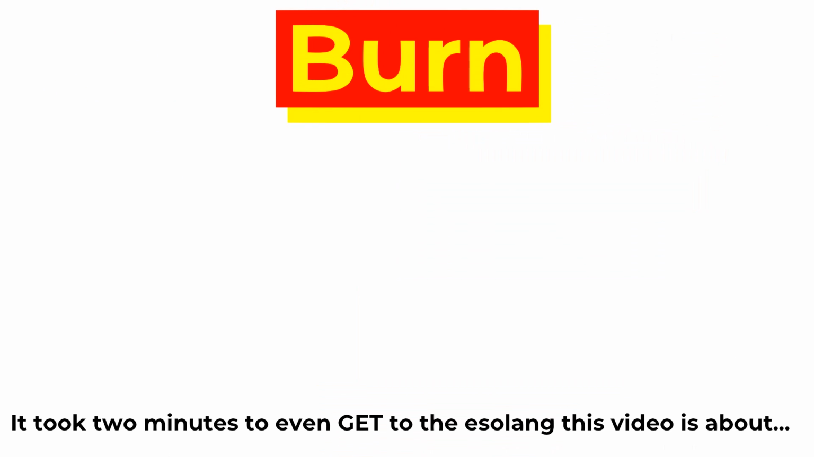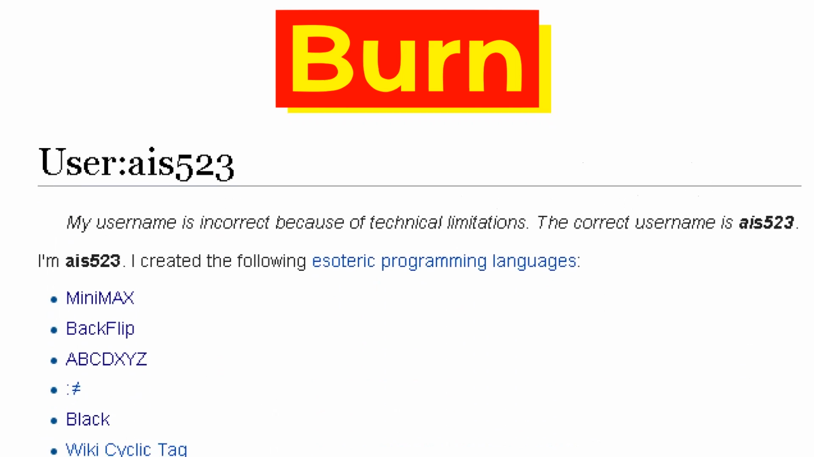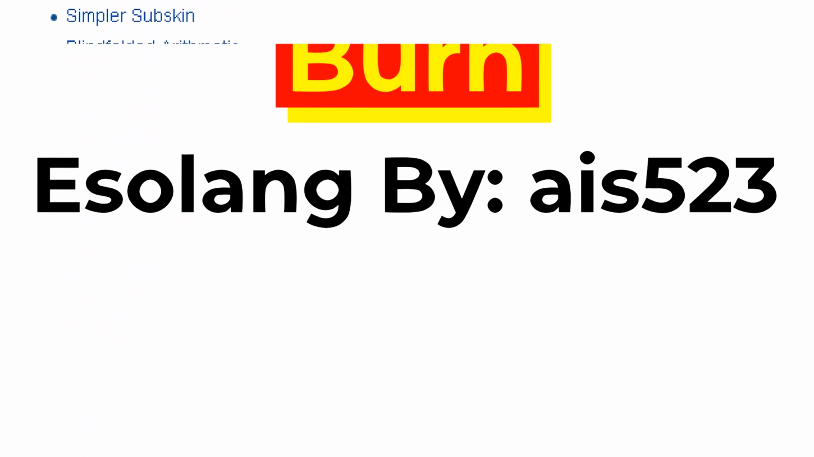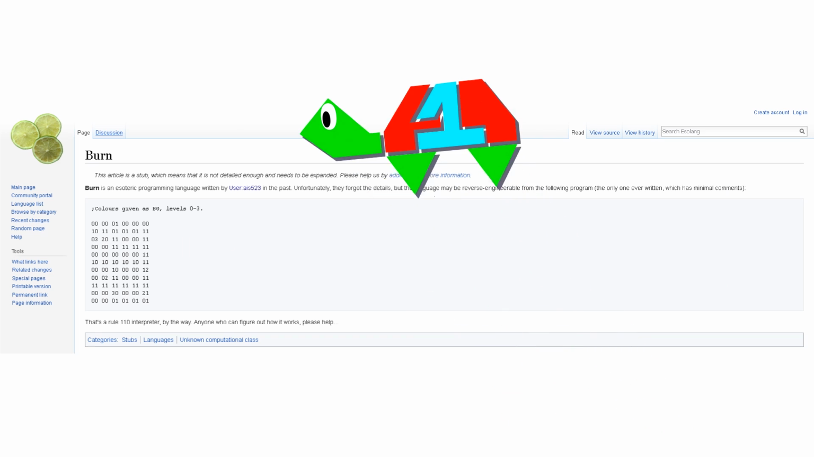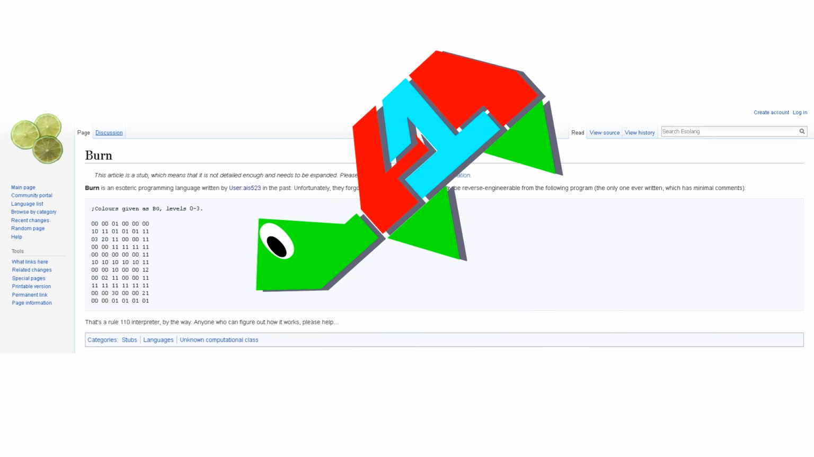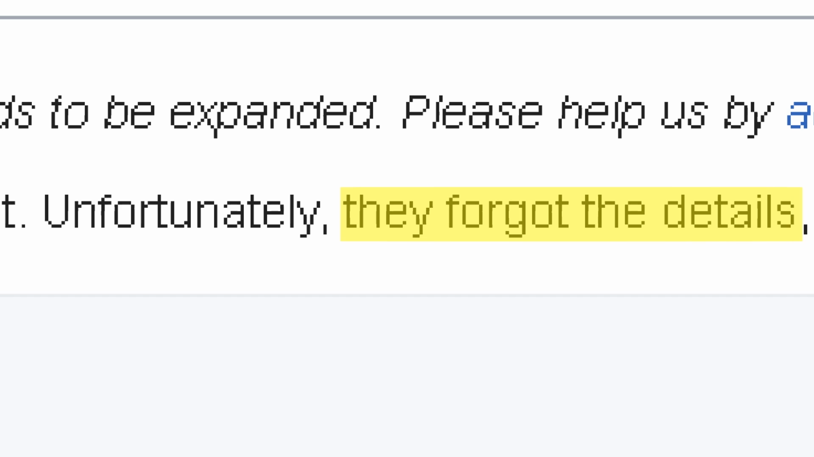Burn is an Esolang that was written by someone called AIS523. He is known for writing a bunch of Esolangs, such as Underload. The weird thing about Burn, though, is that there's literally no information out about it. The only information known about Burn is this program, and a few notes in the discussion page. Everything else does not exist, and the reason for that is because, apparently, AIS523 forgot all the details.